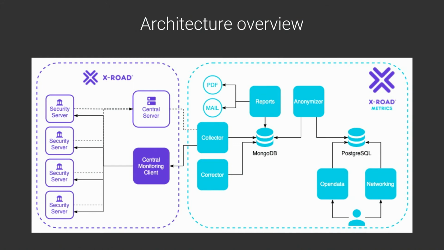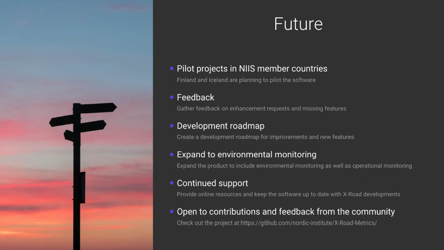And this is a more technical diagram of how the metrics works. On the left-hand side, we have the X-Road ecosystem where the data is generated, and then it is pulled by the metrics and stored inside the metrics components. There is the collector module that is responsible for fetching it. Then the data is cleaned. There are reporting capabilities, and on the right-hand side we have the open data modules that I mentioned before. If you are interested in the technology, more information is available on GitHub.